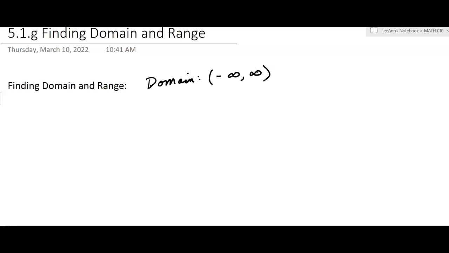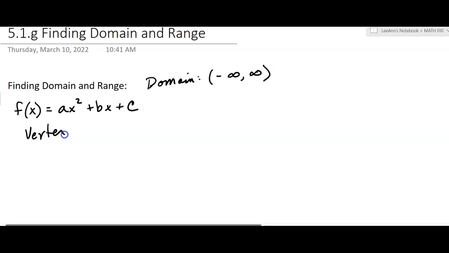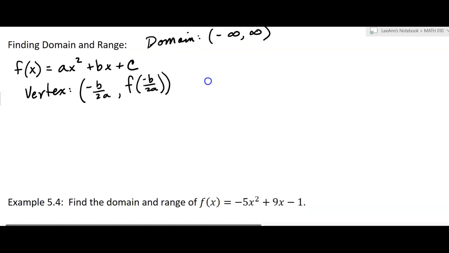The range, though, if it's in general form, then the vertex is at, and this is what we call the vertex formula, the opposite of b over 2a, comma, f of the opposite of b over 2a. That's the vertex formula. I feel bad that the vertex formula didn't get its own video.